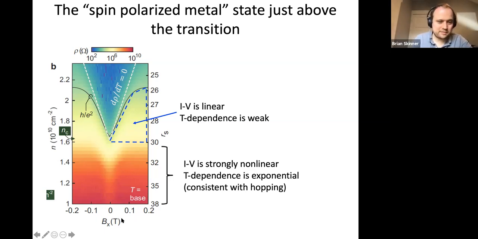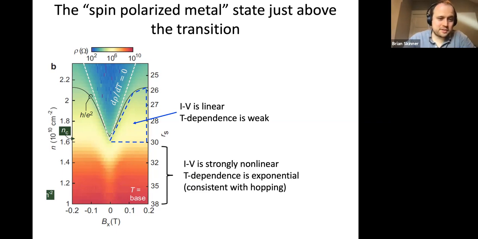This is in-plane field on the x-axis. So 0 corresponds to something that's not spin polarized. And then as I turn on the in-plane field, I go to something more spin polarized. And then there's concentration on the vertical axis. And this is resistance in color. So low resistance up here, high resistance down here.